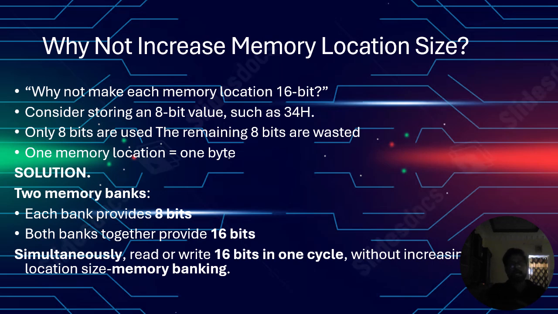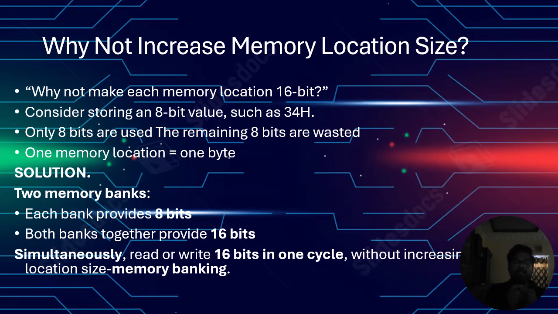A natural question arises. Why not make each memory location 16-bit wide? Although this sounds simple, it leads to serious inefficiency. Consider an 8-bit value like 34H. Only 8 bits are actually required. The remaining 8 bits in the memory location remain unused. Since most programs deal with a large amount of 8-bit data, that is characters, flags, small numbers, this approach would waste a huge amount of memory.